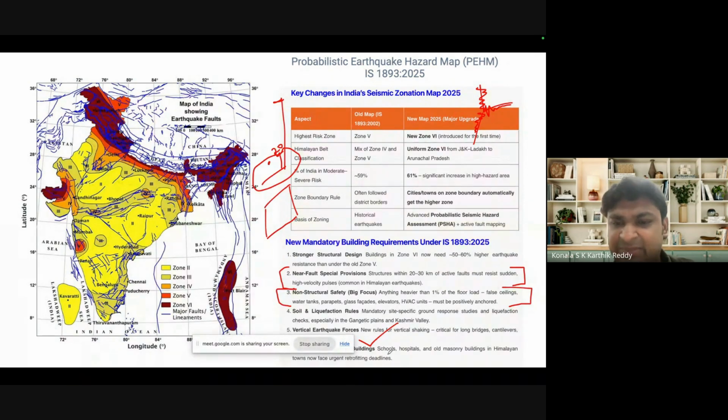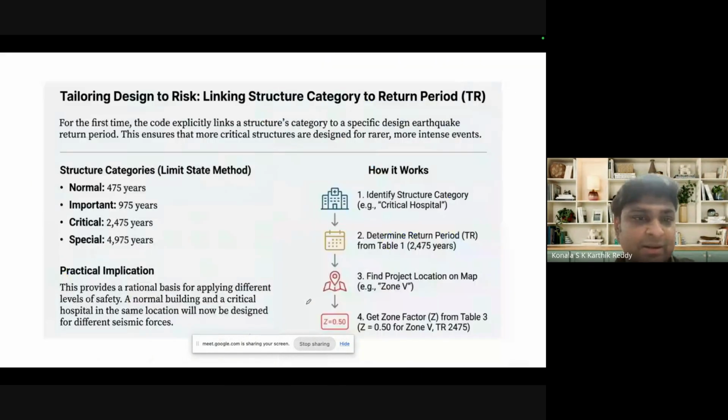And yes, I'll skip the last part. So this is the update in the present earthquake code. Now, coming to the other updates in our earthquake code, they have introduced one good thing called return period. Any earthquake is going to have some return period.